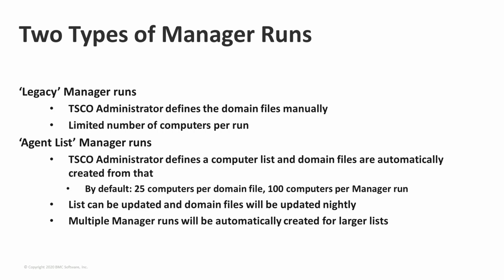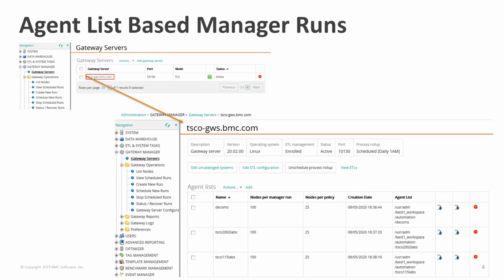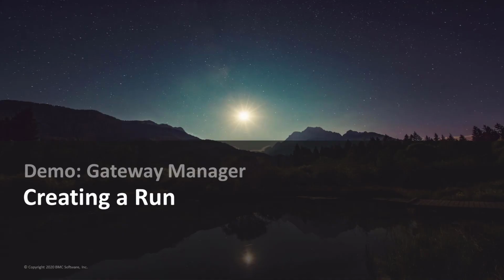The best practice configuration for manager runs is to use the gateway manager to define an agent list-based manager run. The UI to define those runs is accessible by drilling into the desired gateway server via the gateway server's list in the gateway manager. This will open the window where the list of current agent list-based manager runs can be displayed and new runs can be created. Let's demonstrate the creation of a new agent list-based manager run now.